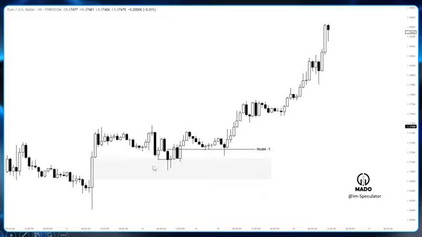It purges liquidity by taking out this short term low, and it also fills liquidity by covering, rebalancing the imbalance. And when you get this kind of setup, it becomes a high probability Model 1 because you've got both conditions lined up together in one move.